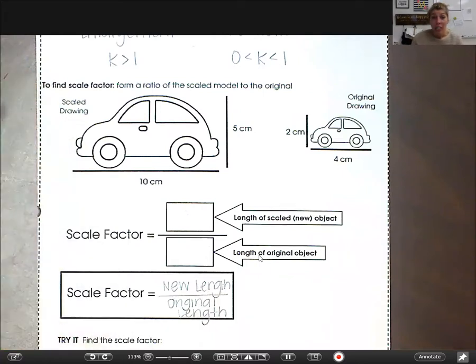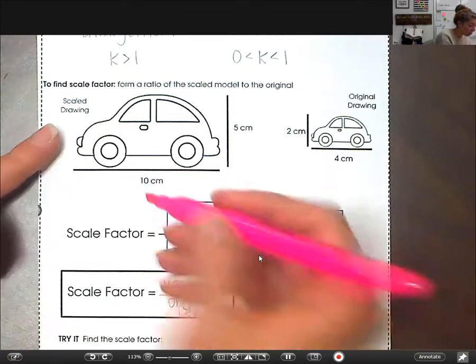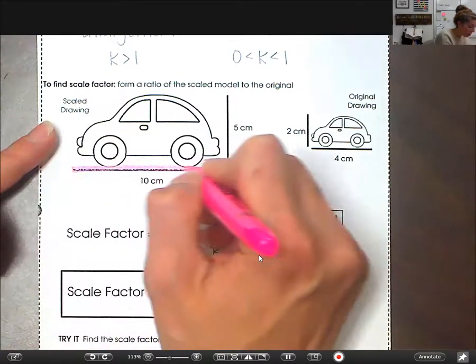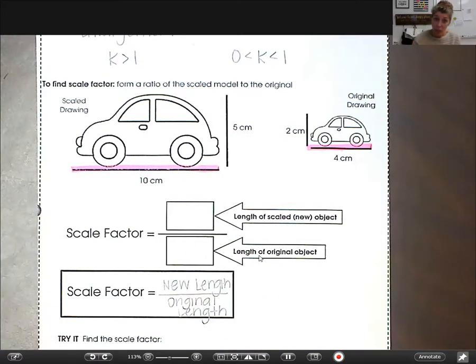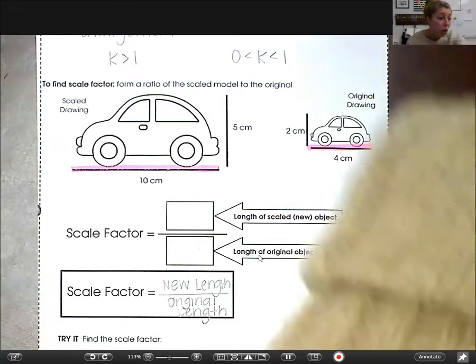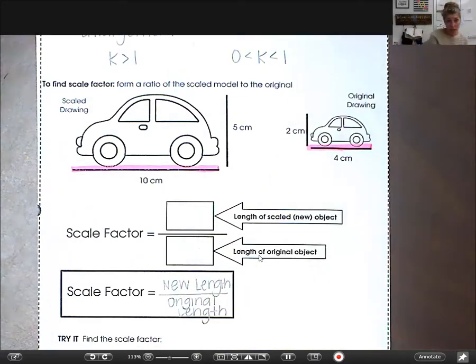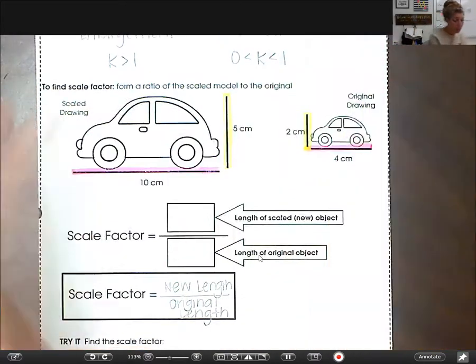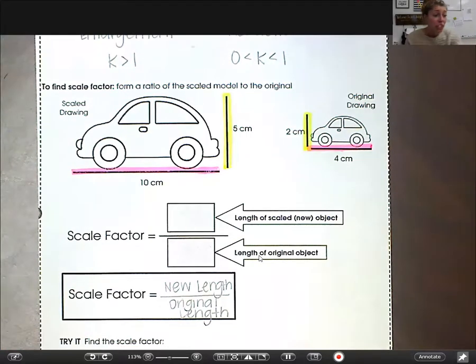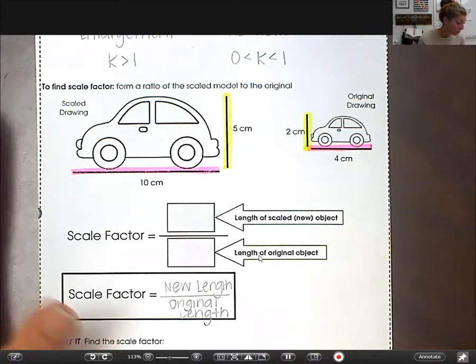So we really just need 2 measurements from those shapes in order to determine the scale. I have some options. I could use 10 and 4 for that ratio, right? They're corresponding. Or if somebody else wanted to use 5 and 2 to make the same comparison, we should get the same answer. We only need one of those, okay?